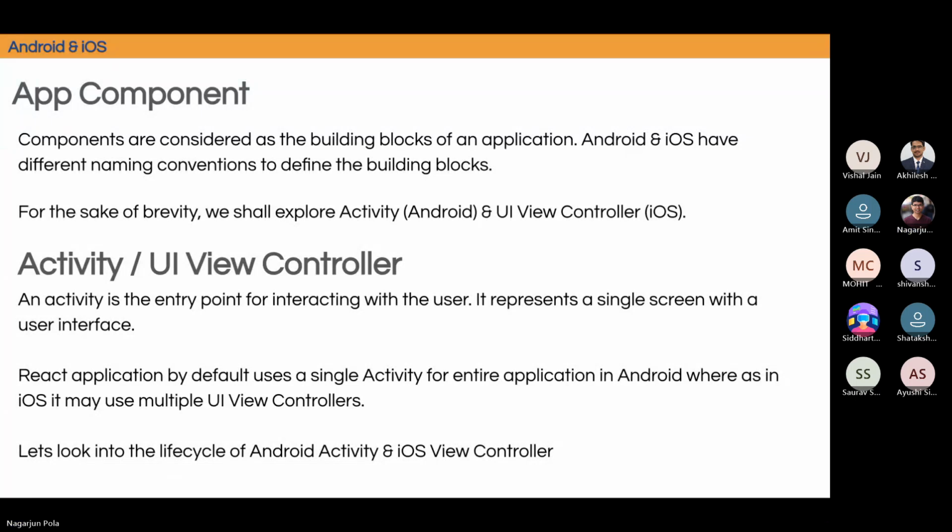So now let us see what are some of the concepts which we need to learn when we are working with React Native. So we know what a component is in React applications, right? It is nothing but building blocks for an application. But Android and iOS have different building blocks. There is no such thing as component in Android and iOS applications. The naming conventions are also different. So before we start building applications on React Native, we need to understand some of the naming conventions as well.